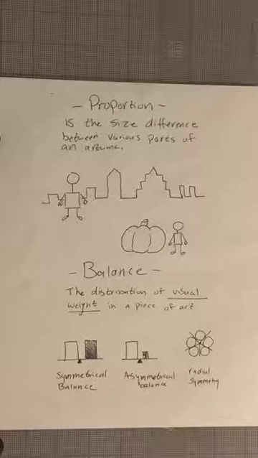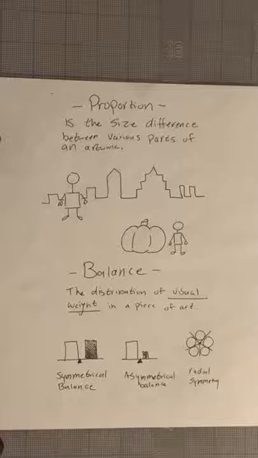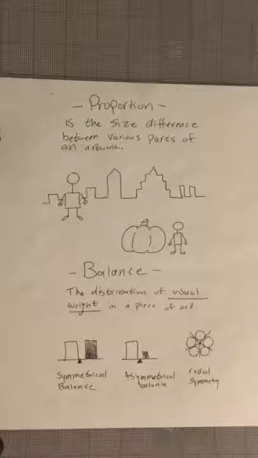Next, we're going to talk about balance. Balance is the visual weight of things. So we have symmetrical, asymmetrical, and radial symmetry. Symmetrical is basically if I cut something down the middle, everything either looks exactly the same on both sides, or there's an equal amount of weight.